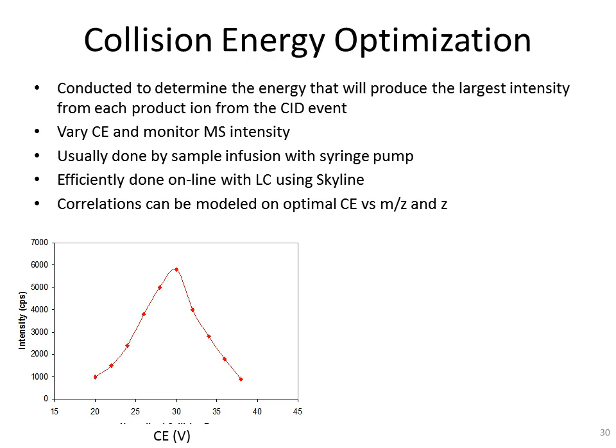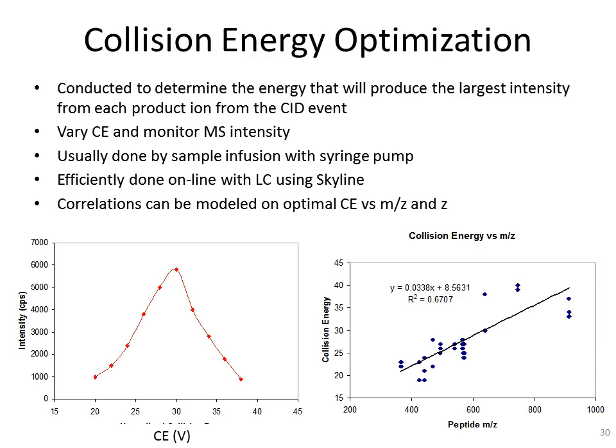And it's handy because this tells you this is the highest intensity you can get. It's at this collision energy value. That's what you want to use to generate big product ions for your peptide. And this can be done for every fragment that is made from a peptide.